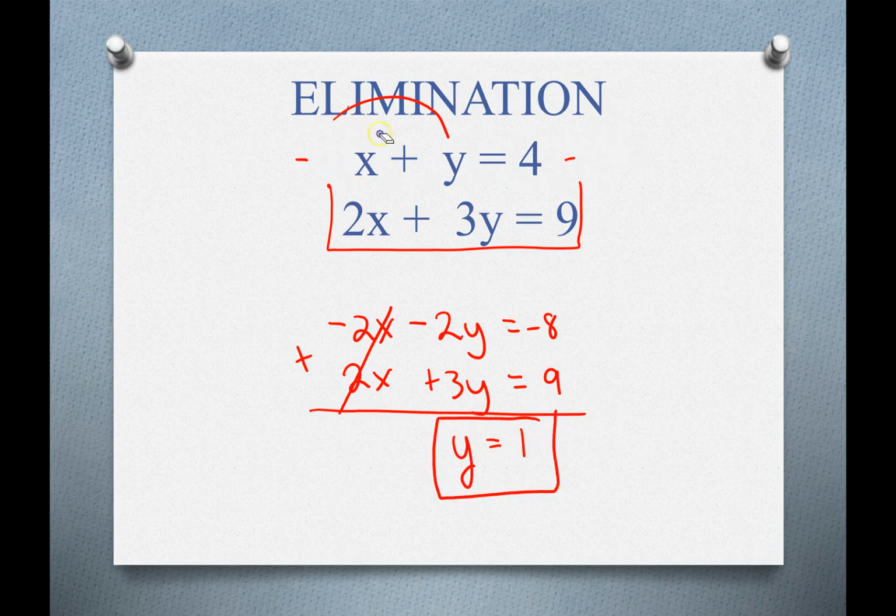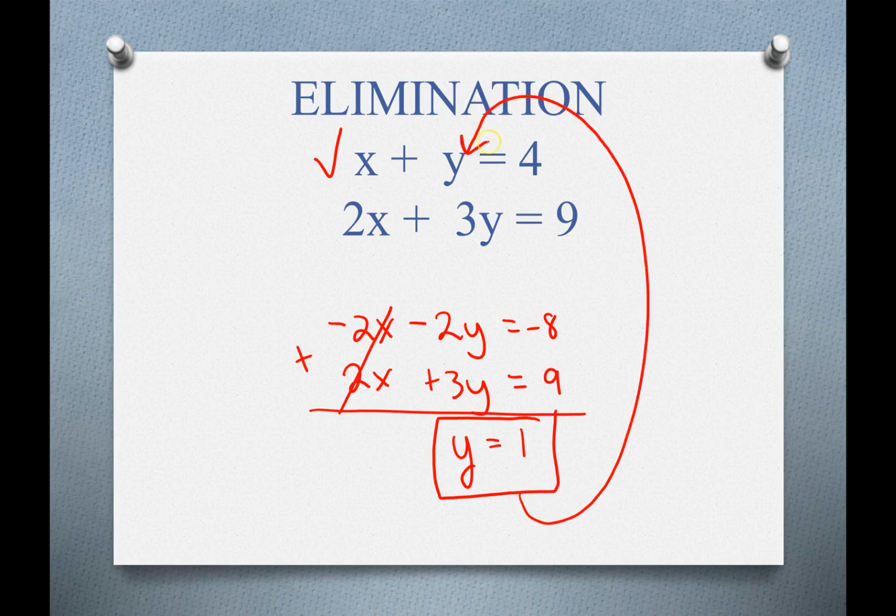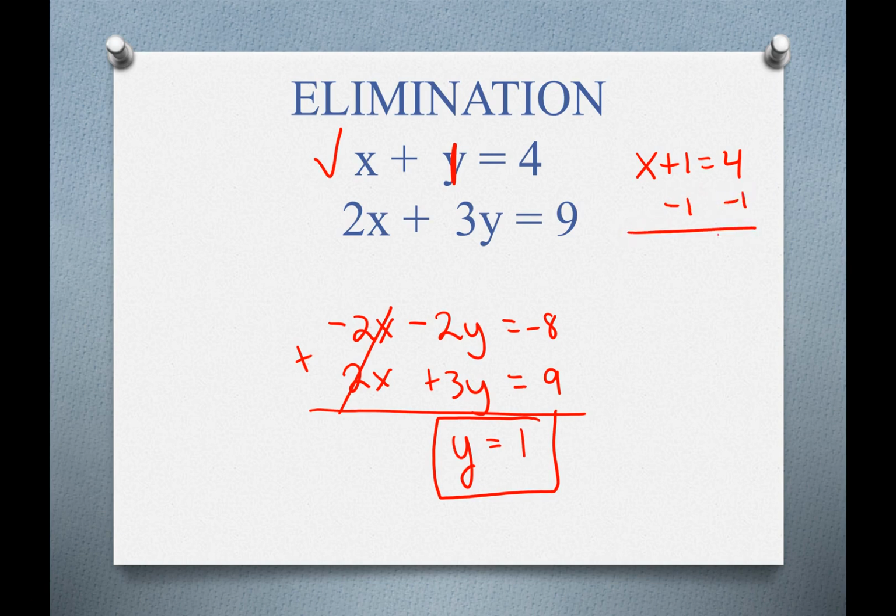All right, now I'm going to go ahead and plug back in, and again, I really like the top equation here. That's pretty simple. So I'm going to put my y in as 1. So I'm going to have x plus 1 equals 4. Subtract 1, and I get x equals 3. Bravo.